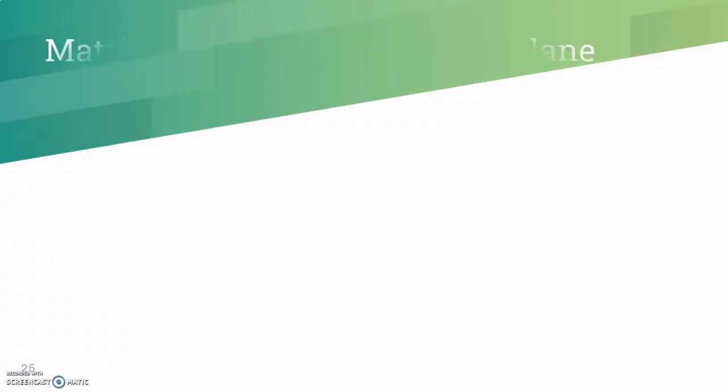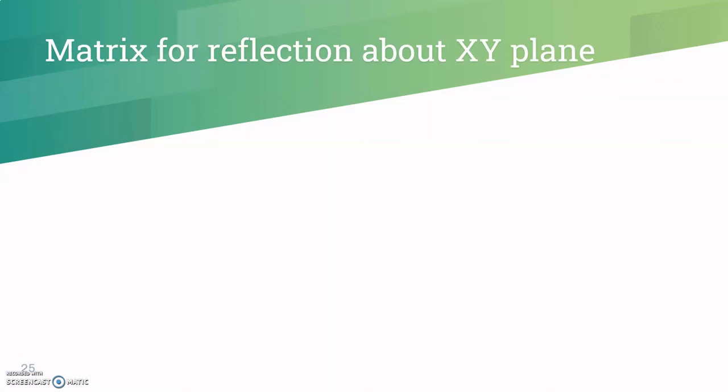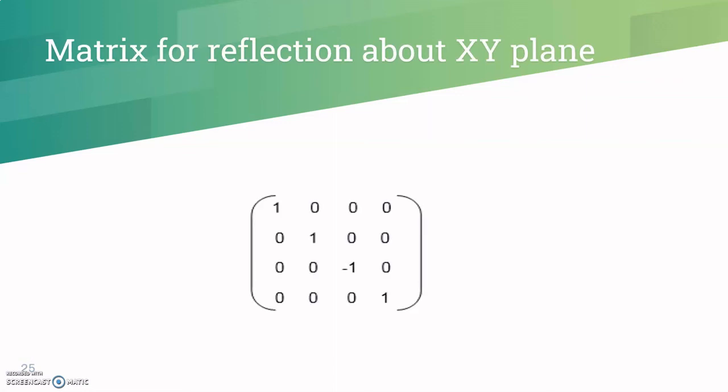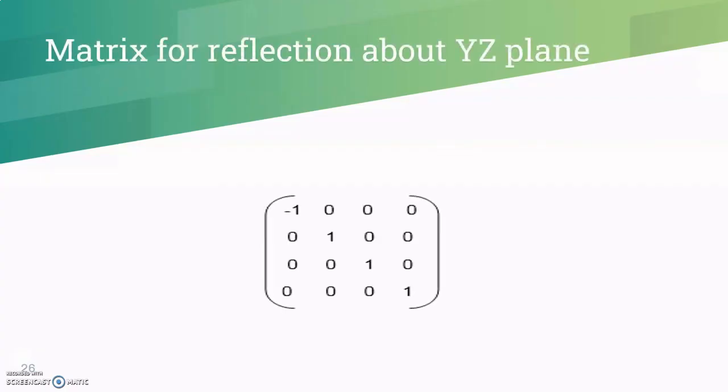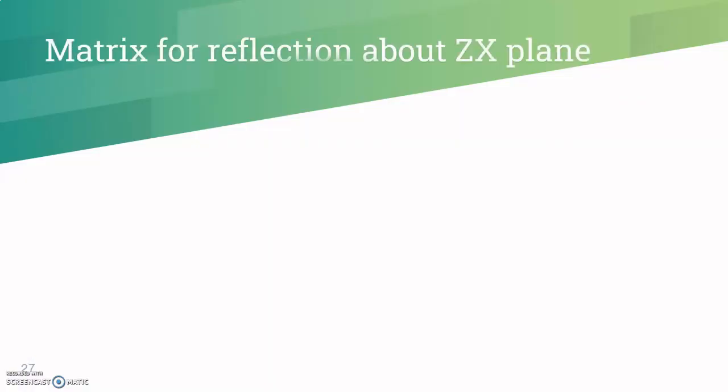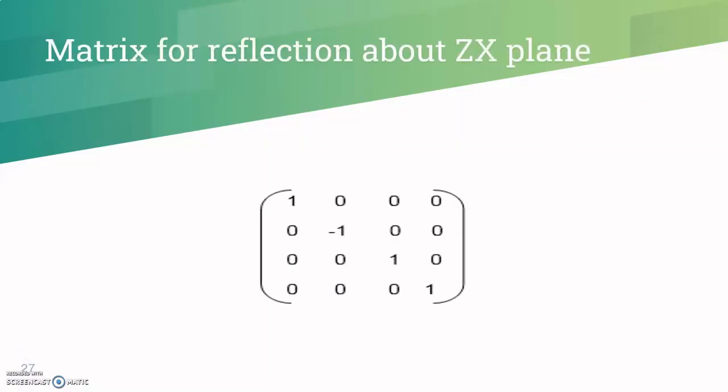Now we'll see the matrix for reflection about XY plane. This is how we are representing reflection about XY plane. Then the matrix for reflection about YZ plane. Okay, this is how we are representing the matrix for reflection about YZ plane. Then the matrix for reflection about ZX plane. Okay, this is the matrix for reflection about ZX.